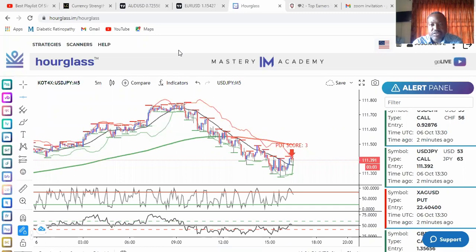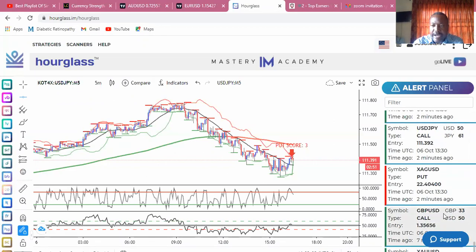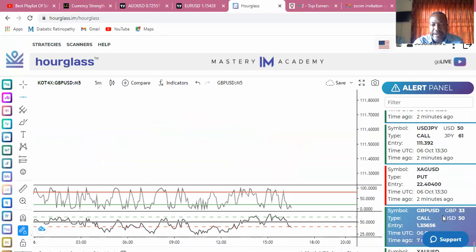And if you have any question, put it out on the chat. Someone mentioned GBP USD. It's not my pair, but for the sake of explanation, I can use it to explain.